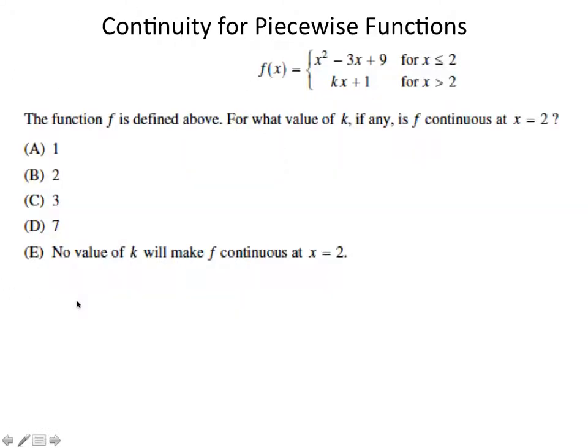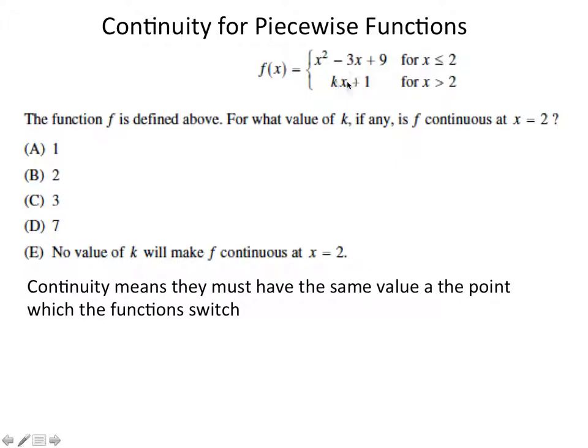So let's take a look at this. We've got a piecewise function and we want continuity when x is equal to 2. So we know if we want continuity, that means our function values have to match. So in order to figure out what value for k would cause these to be the same, we set them equal to each other. So we're going to set x squared minus 3x plus 9 equal to kx plus 1.